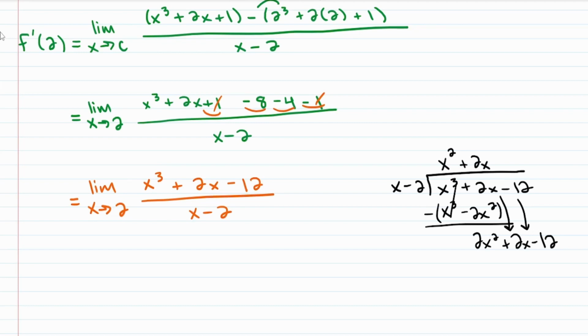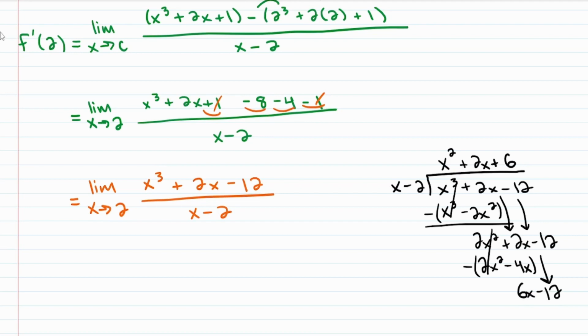We distribute that to the x minus 2, and we get 2x squared minus 4x. We subtract that. Those cancel. We get 2x plus 4x would give us 6x. Bring down the negative 12. 6x divided by x would give us 6.